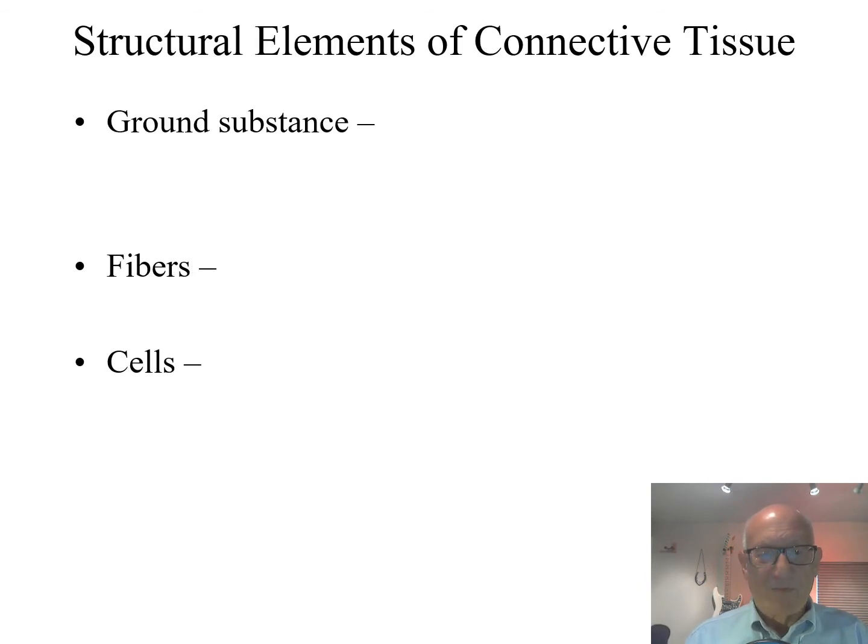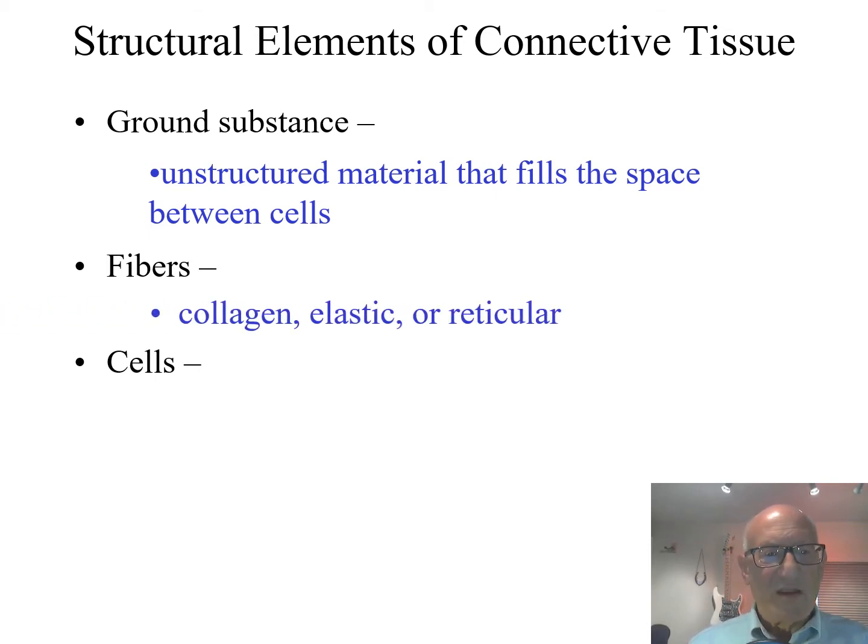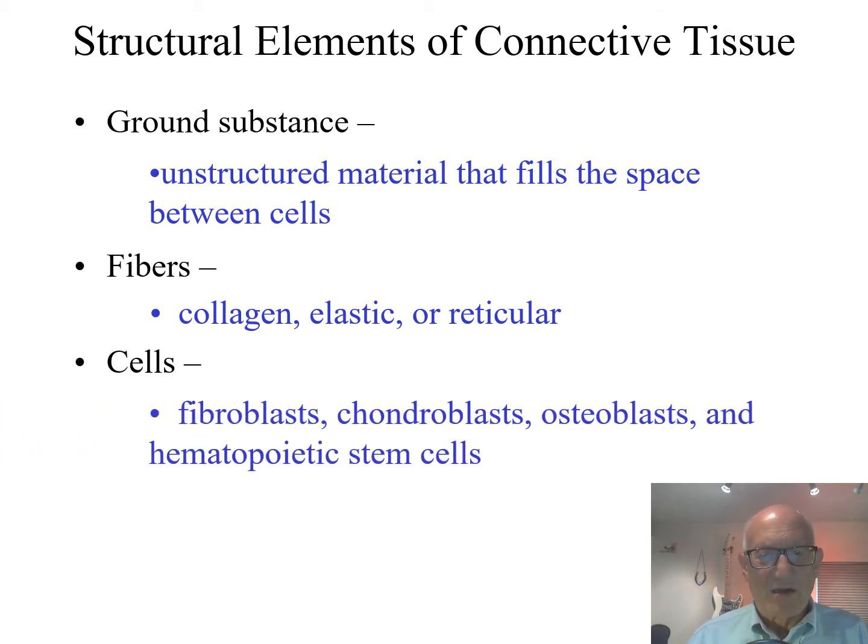Ground substance is unstructured material that fills the space between cells. Right? In other words, this is not part of the living material. Fibers are proteins like collagen, elastic fibers, or reticular fibers. And the cells are varying kinds depending on the type of connective tissue. Some of them are fibroblasts, chondroblasts, osteoblasts, and hematopoietic stem cells in the case of blood.